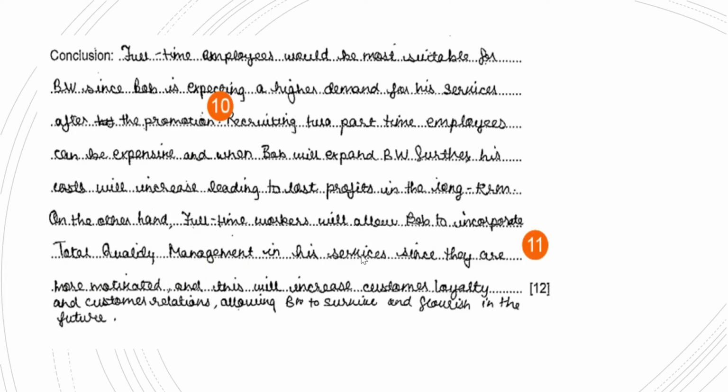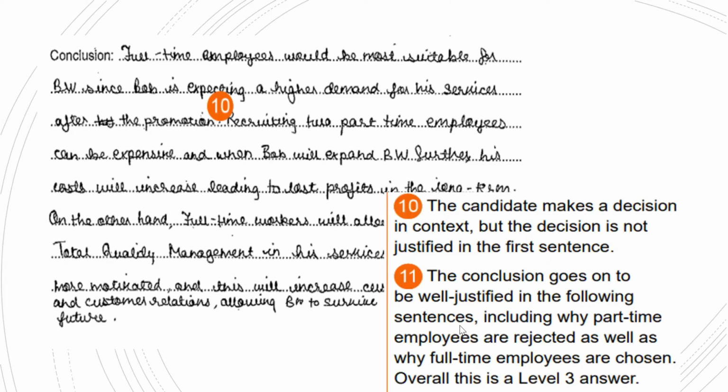On the other hand, full-time workers will allow Bob to incorporate total quality management in their services since they are more motivated and this will increase customer loyalty. I'm more motivated already थोड़ा सा बताया था. And customer satisfaction, allowing BW to survive and flourish in the future. Now, candidate makes a decision in context, but the decision is not justified in the first sentence. यहाँ तो नहीं बताया उसने क्योंकि उसके बाद secondly part-time की बात करने लग गया. The conclusion goes on to be well justified in the following sentences.